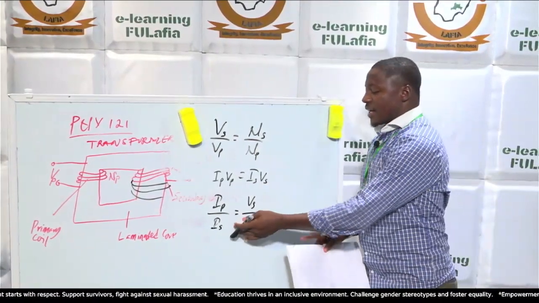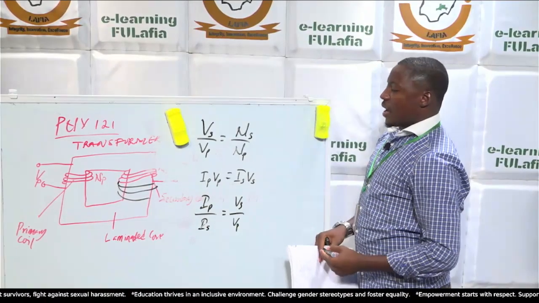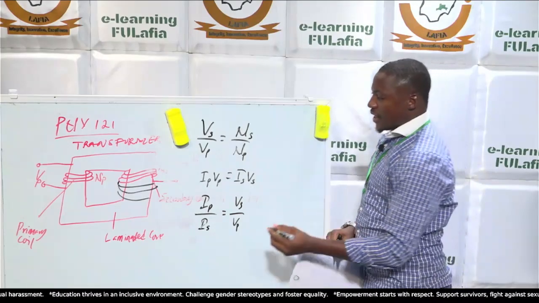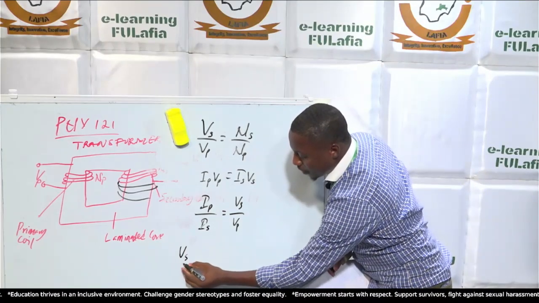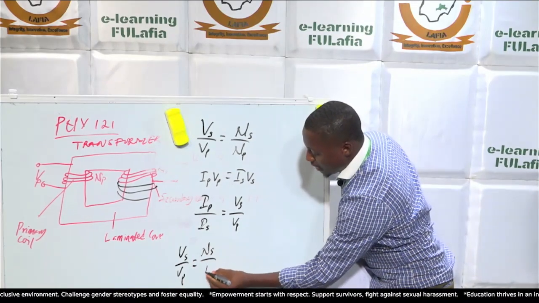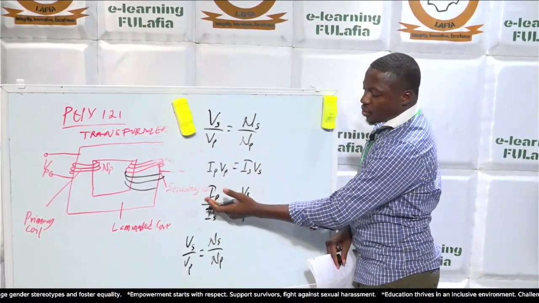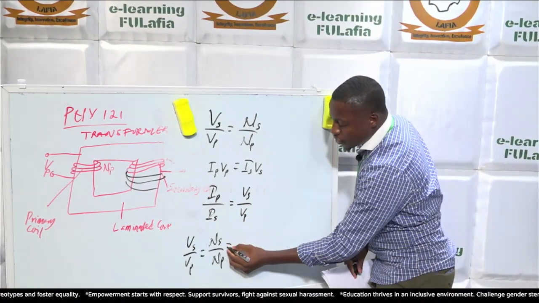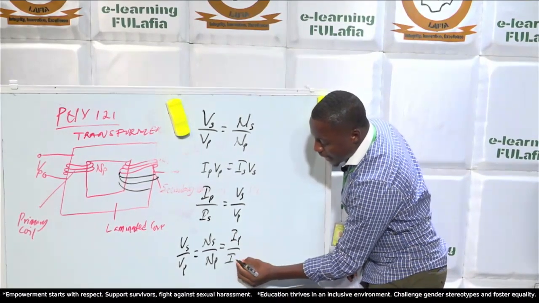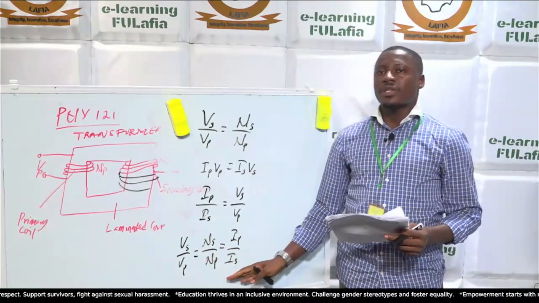So if this is agreed, basically we have Vs all over Vp is equal to Ip all over Is, and initially we have Vs all over Vp to be this. So we can conclude that Vs all over Vp is equal to Ns over Np, and now we also see that Vs over Vp is equal to Ip all over Is. We are going to make use of this formula to solve some given problems as the class goes on.